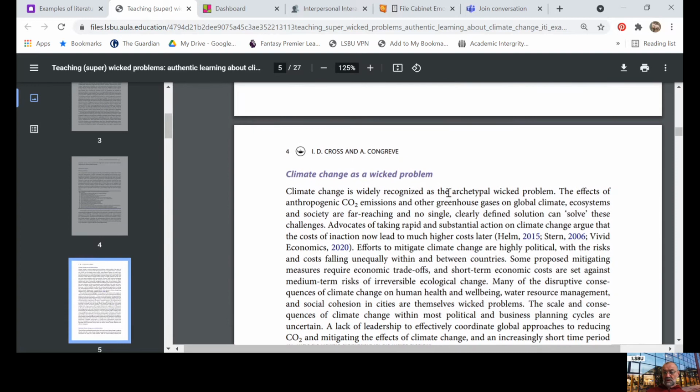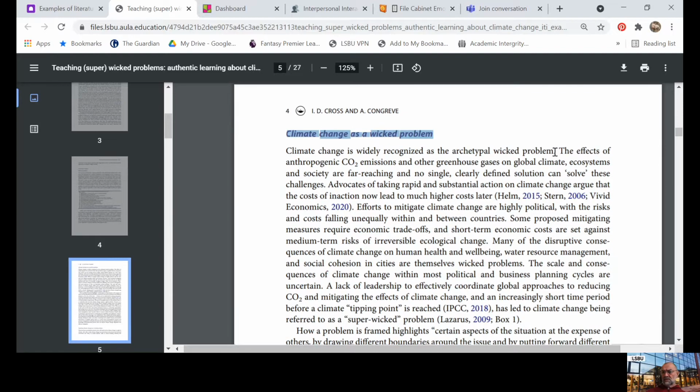Note, Cross and Congreve, they use subheadings. Subheadings are very useful in literature reviews. They help map out the key themes or key points you're trying to make. Note the way that they use topic sentences very effectively. So they start the paragraph with a topic sentence.